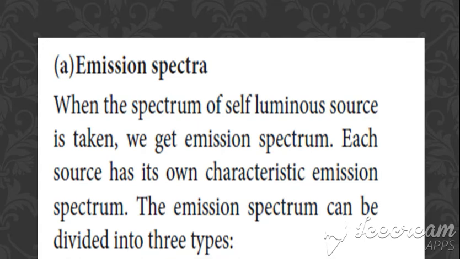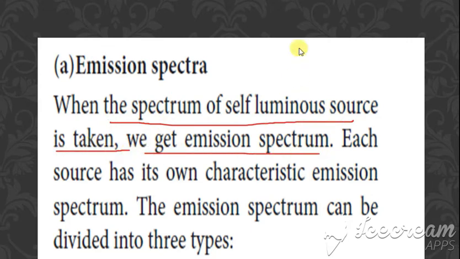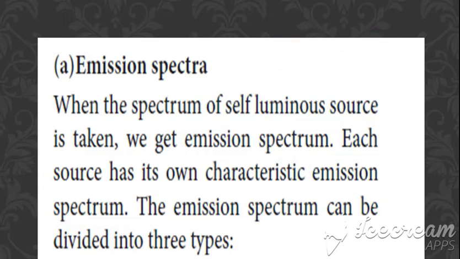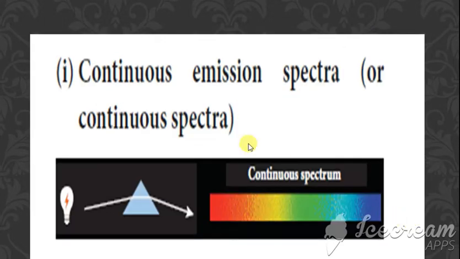The emission spectrum is this: when the spectrum of a self luminous source is taken, we get emission spectra. A self luminous source is one that emits light from the source itself. That is called the emission spectra. The source has a characteristic emission spectrum, and this emission spectrum is divided into 3 types: continuous spectrum, line spectrum, and band spectrum.